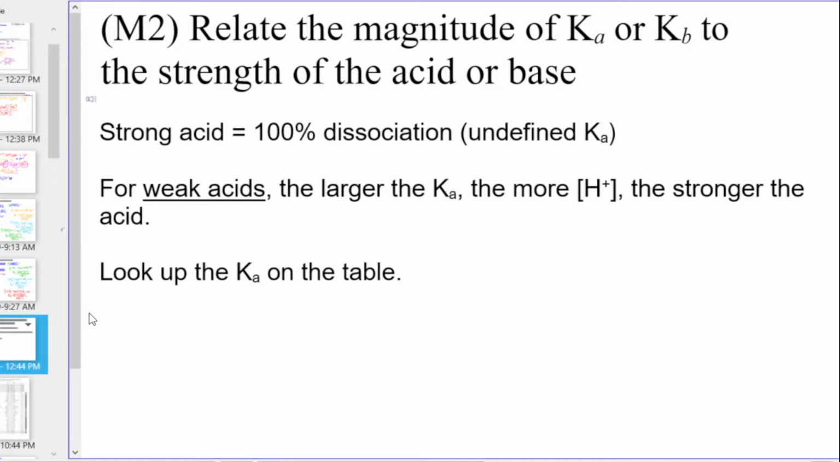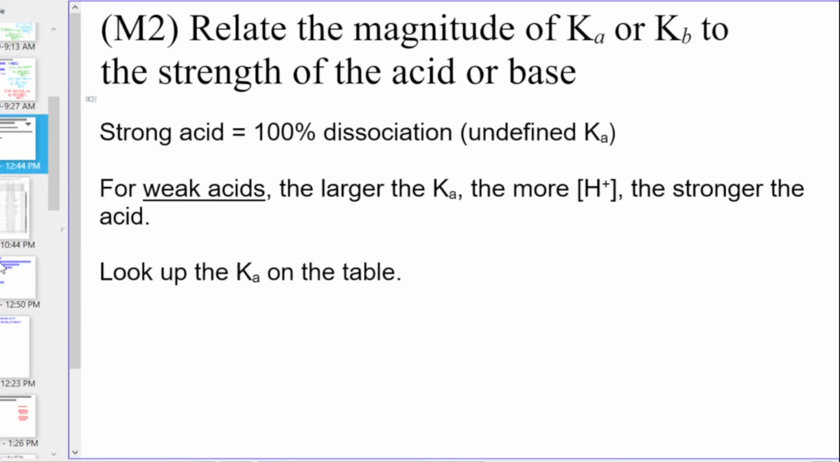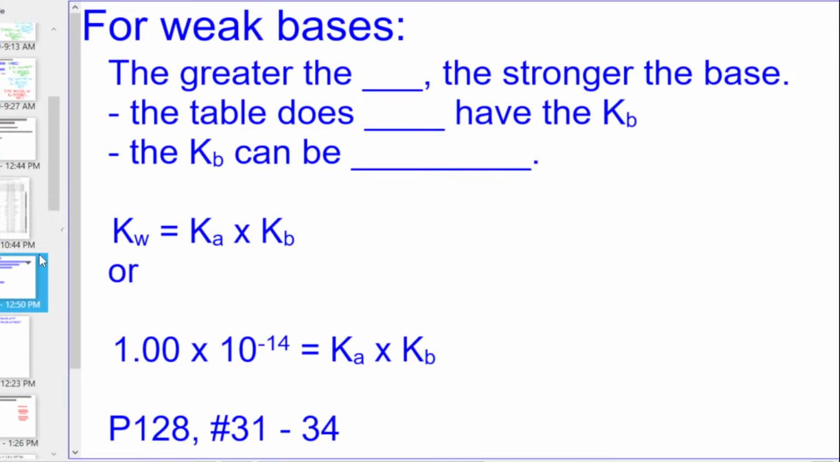value. So we will be looking up the Ka on the table, but we're going to be doing the Kbs first. Oh, looks like I have to write something down.